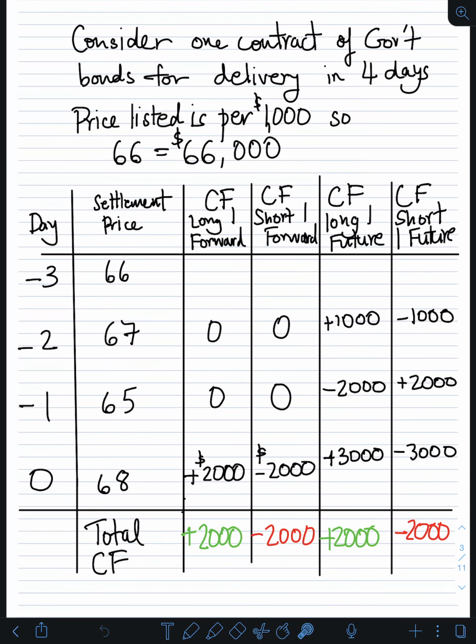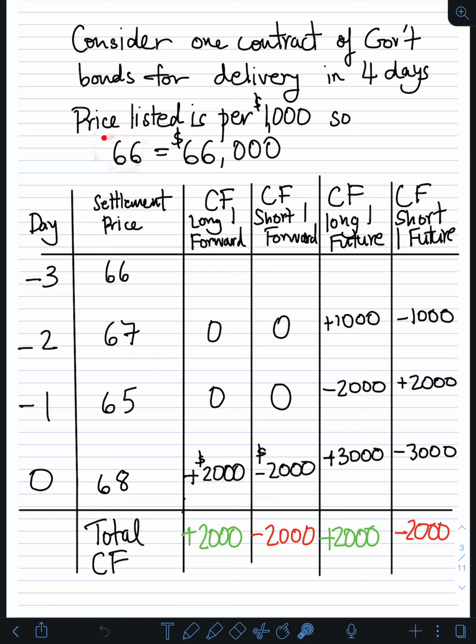Now let's assume that we're going to have one contract for government bonds for delivery in 4 days, where the textbook talks about 10 days. I'm just going to do it in a 4 day sequence just to show you the differences between a forward and a future. The price is listed per thousand, so the settlement price is actually per thousand.